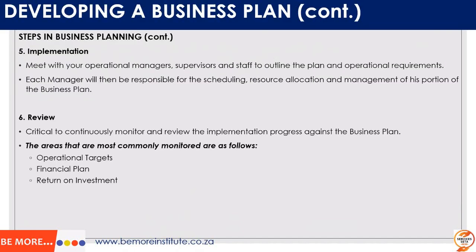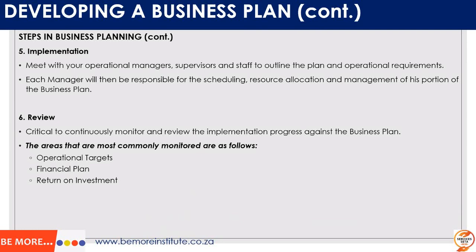The last step is implementation and review. Now the operational managers come together, with the staff and supervisors, to outline the plan and the operational requirements. It's more about coordination, and you schedule what needs to be done in line with the business plan. Each individual focuses on their portion of the business plan, but ensures that there is proper coordination, because some activities depend on other business units to give them feedback and the like. So that coordination is very important, and the resource allocation, of course.